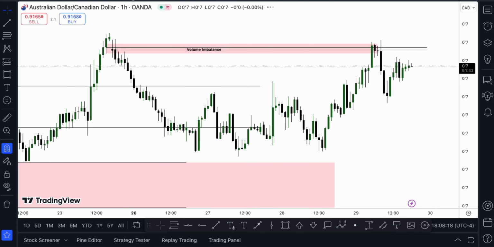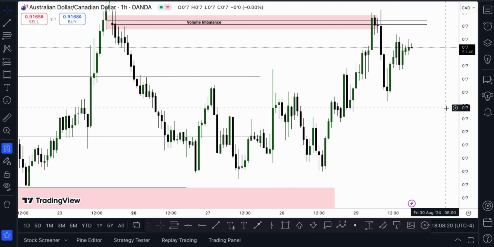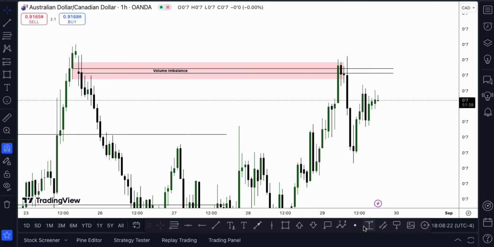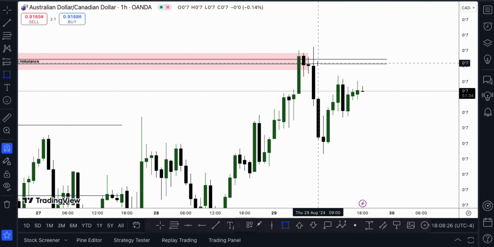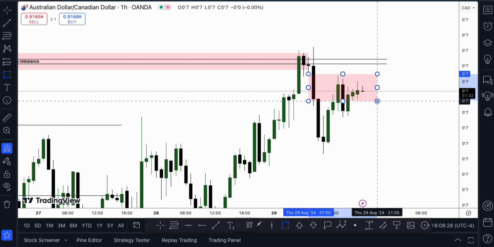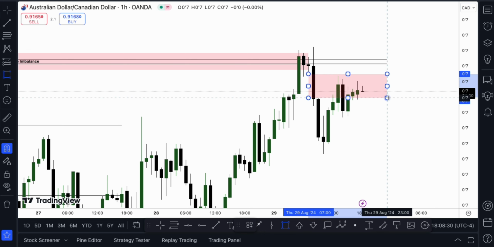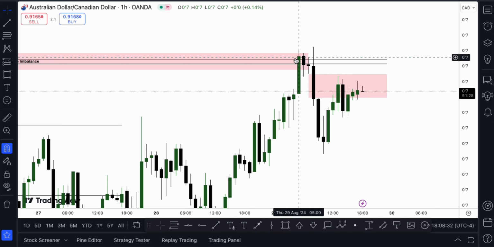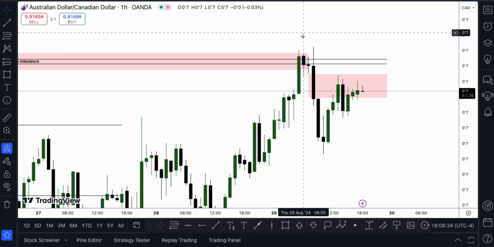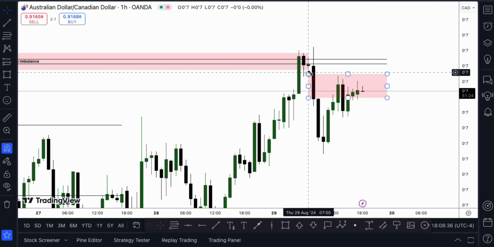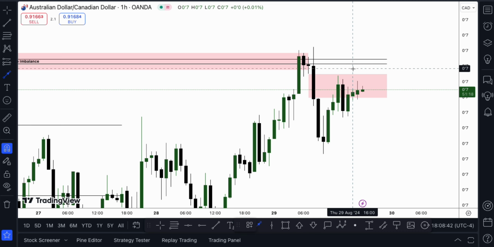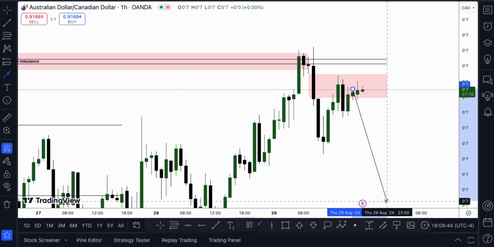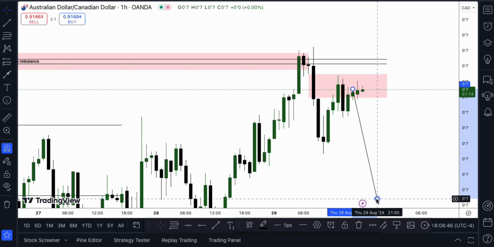If I go to 1 hour time frame, I just want to investigate what is happening here. So let me just mark this here. This is the high that I don't want to see being taken out, and I can see this is the fair value gap here. So I'm just expecting price from here to drop. I just want to see price showing willingness to go down from here.